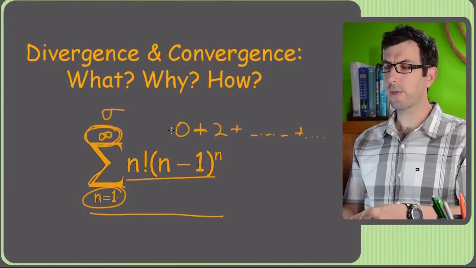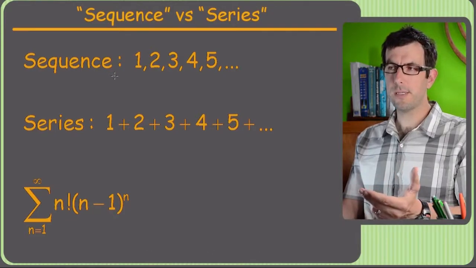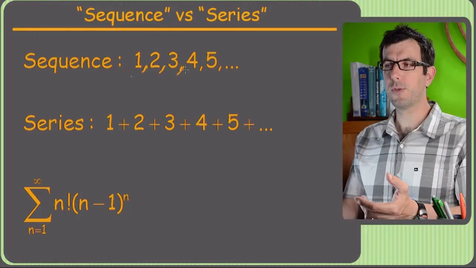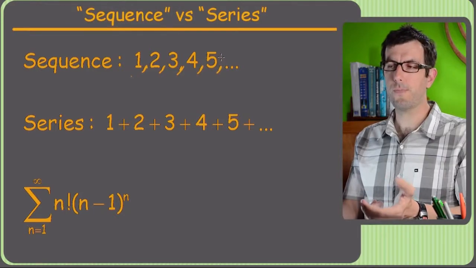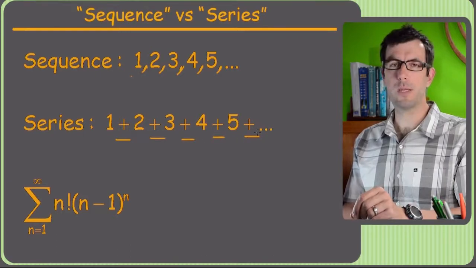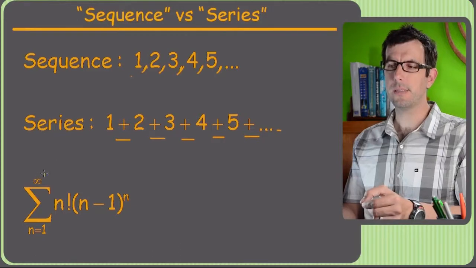This is what you're going to see in calculus. You'll almost never see sequences. So just as a reminder, a sequence is when you have a series of numbers with commas in between them, so each term sort of stands on its own. In calculus, it's always going to have the plus signs in between the numbers. And they're almost always going to end in a dot, dot, dot because they're infinite.